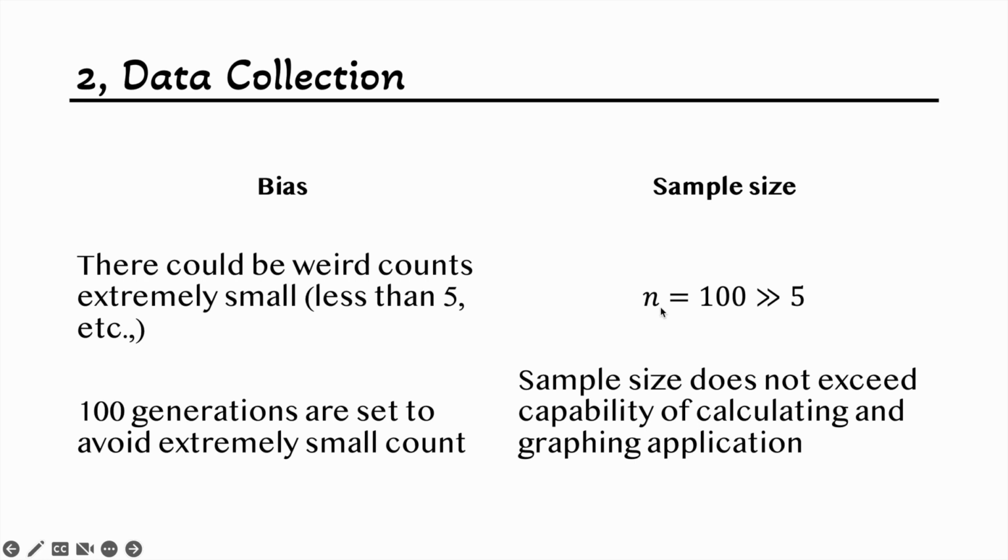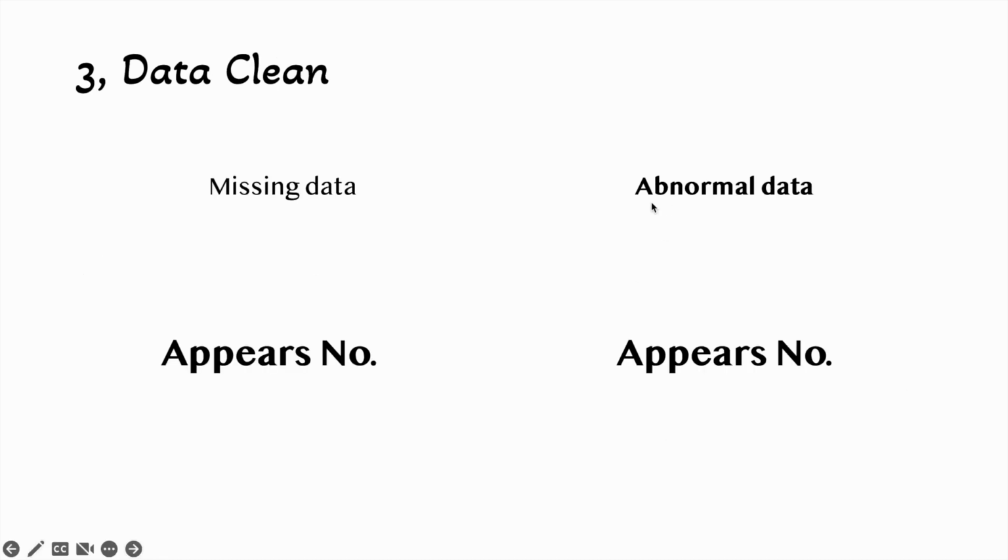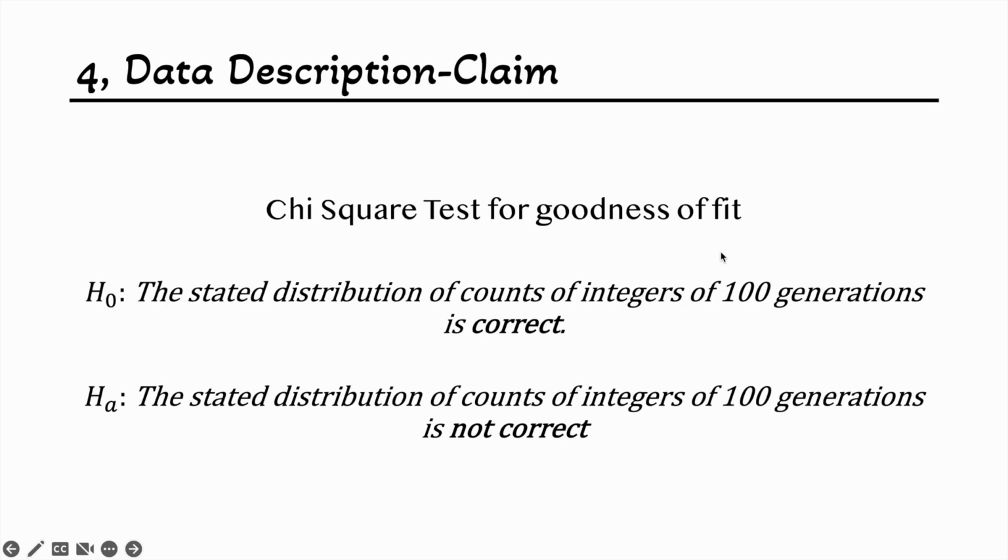And for the sample size, each count is significantly larger than 5, and the sample size does not exceed the capability of the calculating and graphing application. So I don't think there will be missing data and abnormal data. And for the data description, the claim is as shown.